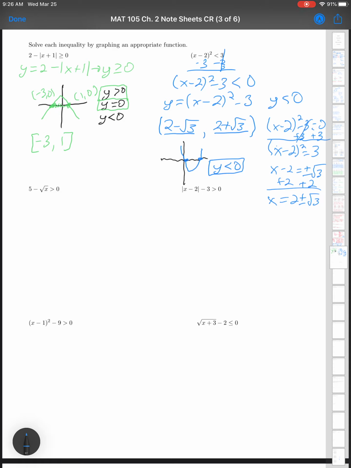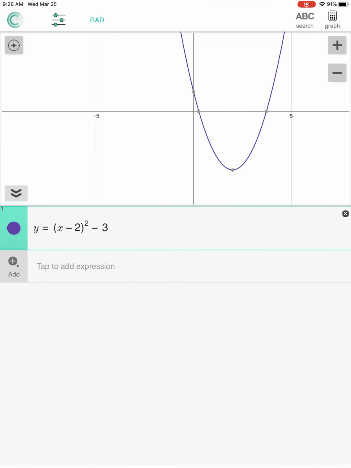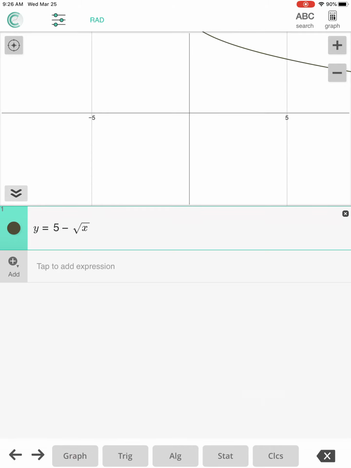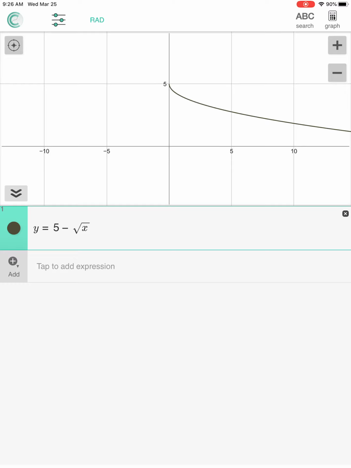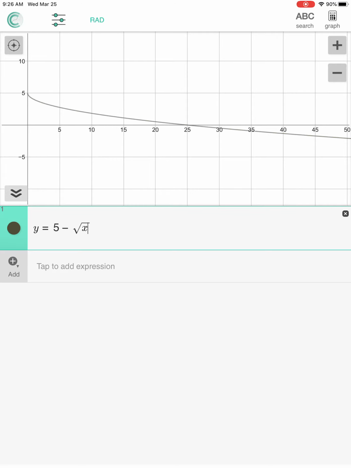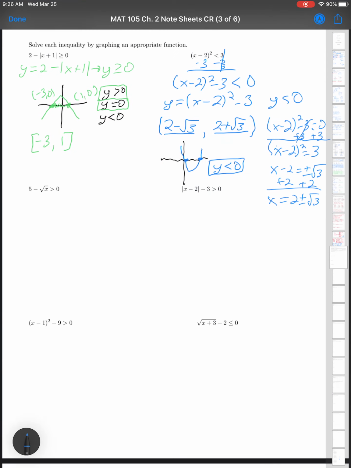Okay. So let's go ahead and try a couple more together, and then I'll give you all a chance to try these. So let's go ahead and graph the next one. So we're going to graph 5 minus the square root of x. So y equals 5 minus the square root of x, okay, and that looks like this. So let's zoom out a little, okay, so that's what this graph looks like.